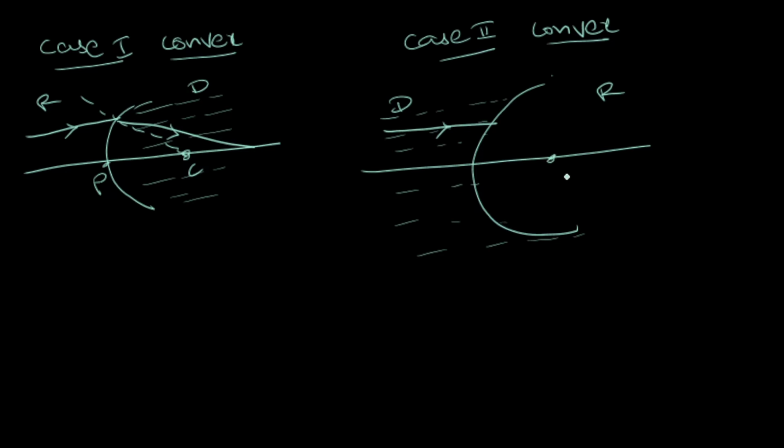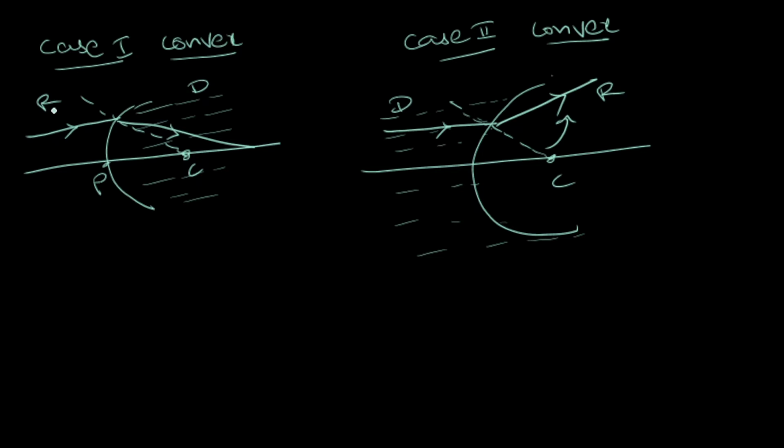For this purpose I am considering the center of curvature and a normal at this point. This is the normal at this point, and this is the incident ray. After refraction, what happens? Whenever a light ray travels from the denser medium to the rarer medium, this refracted ray will bend away from the normal.